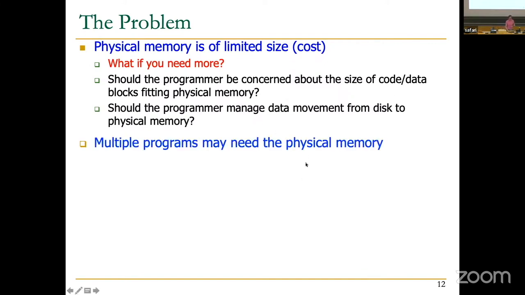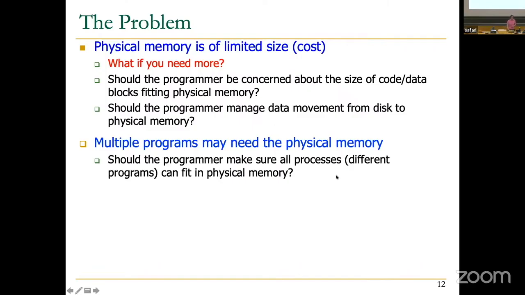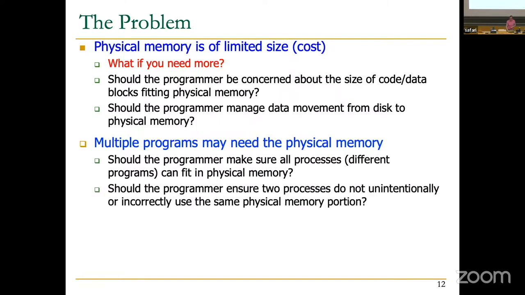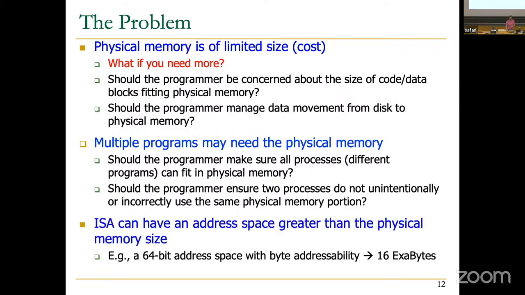Multiple programs may need the physical memory. Should the programmer make sure all processes, different programs, can fit in physical memory? We just said that it's not possible because different people may be writing different programs. And even if the same person is writing, it's a mess to actually think about this, right? Should the programmer ensure that two processes do not unintentionally or incorrectly use the same physical memory portion? This was the example that I gave you earlier, writing to location A by two different programs.